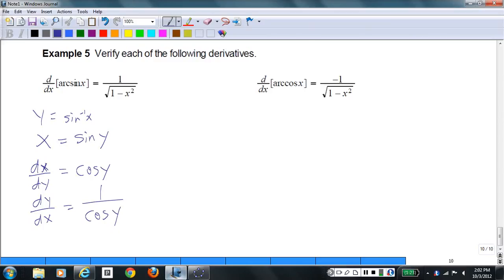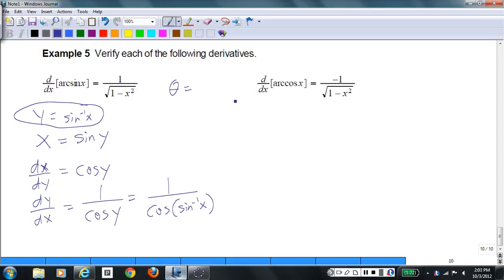But what's y? y is the inverse sine of x. And this is the challenging part. This is 1 over the cosine of the inverse sine of x. So we need an expression for that in terms of x. So it's right triangle time. Off to the side, off in the margin somewhere, we let theta.